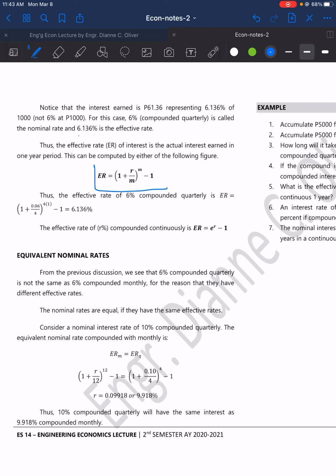Number 1, we have the ER. So we have the effective rate is equal to 1 plus the r here, the rate divided by the m, whether we are compounding quarterly or bi-monthly, so that is our m, raised to m, minus 1. Thus, the effective rate of 6% compounded quarterly is ER equal to 1 plus 0.06, where 0.06 is the nominal rate.